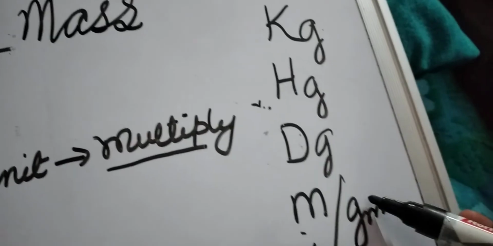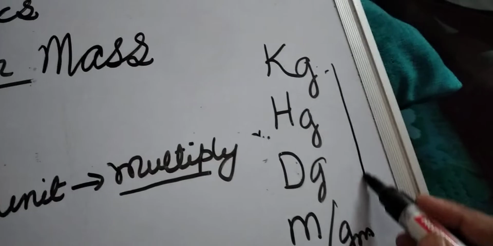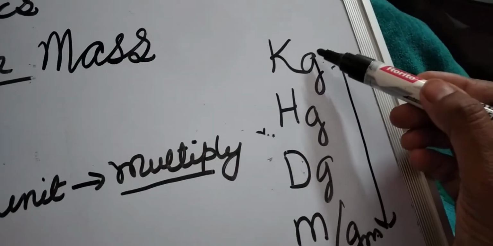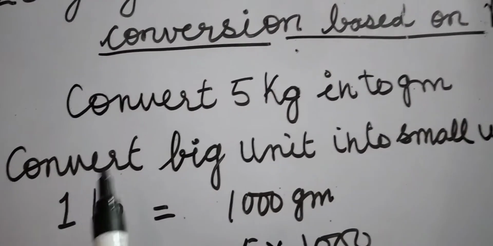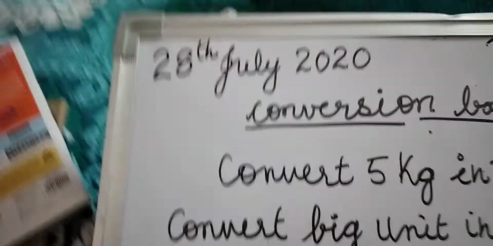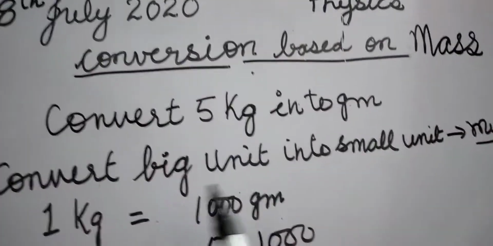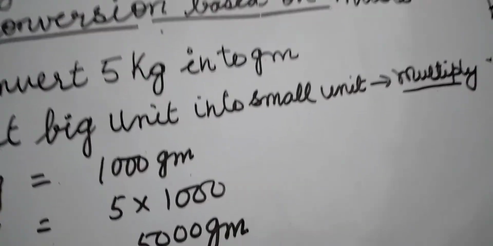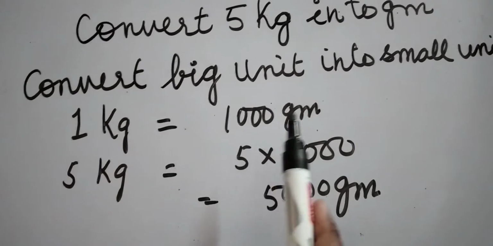Convert. Kilogram is a big unit and gram is a small unit. So when we come down, when we change big unit into small unit, we always multiply. And every time when you do the conversion, always write convert big unit into small unit. Okay? So 1 kilogram is equal to 1000 gram.